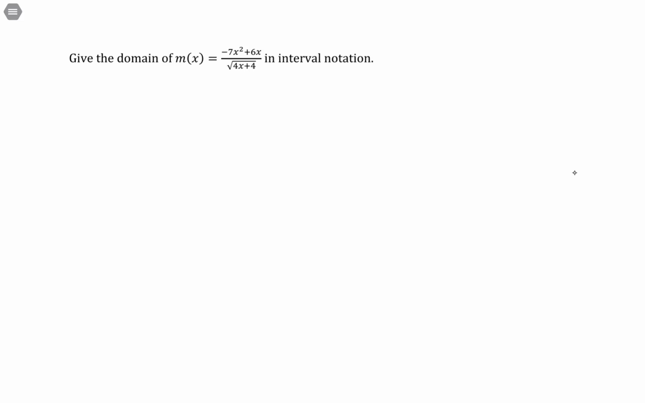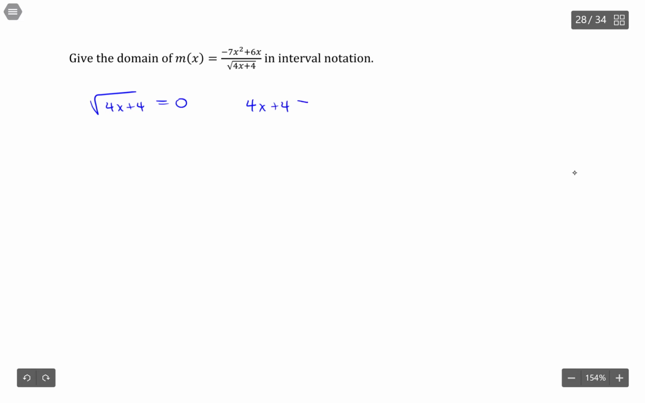So we have to watch out for things that result in division by zero and things that result in the square roots of negatives. So division by zero, that could happen where this particular square root is just equal to zero. The square root of a negative, if we want to make sure that we have positive values underneath the square root, we could say the values underneath that square root have to be greater than or equal to zero.